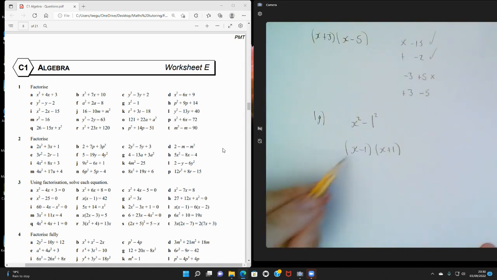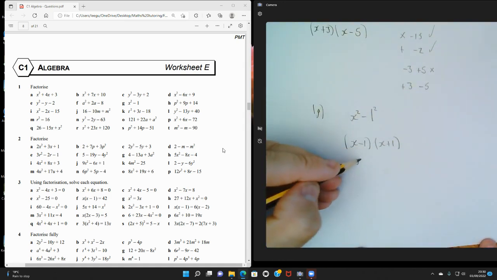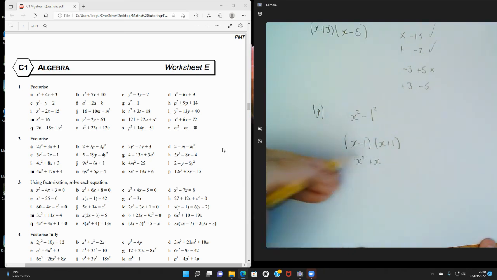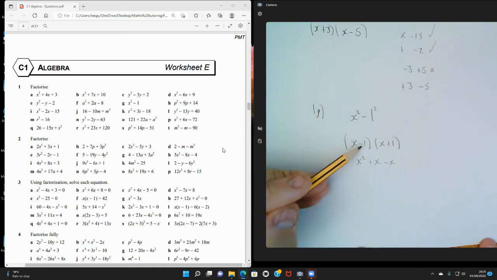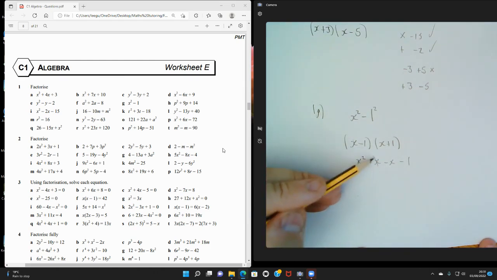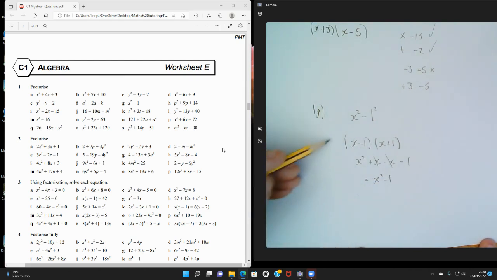Because if I was to re-expand this bracket out now, I'd have x times x would be x squared. I would have x times 1 is positive x. I'd have minus 1 times x is minus x. And I'd have minus 1 times plus 1 is minus 1. The positive and the negative x's would cancel out, and I would be left with x squared minus 1. So that is, in fact, the correct factorization.